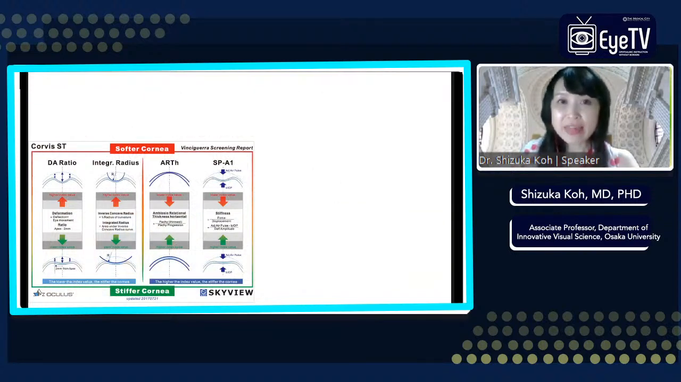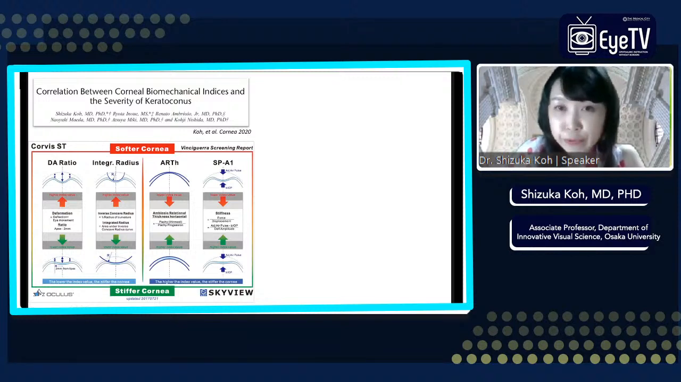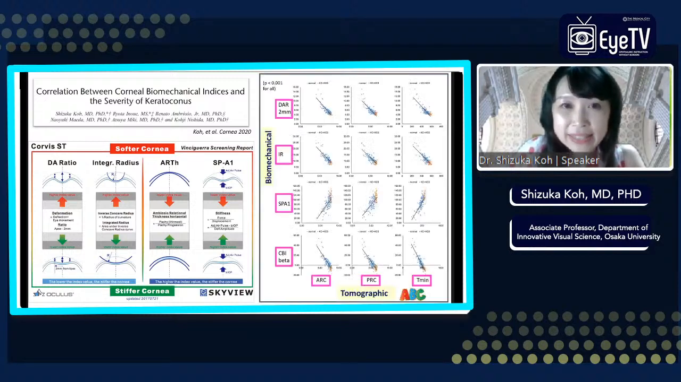Now you understand that the softer cornea has higher values in DA ratio and integrated radius, and lower values in stiffness parameter. So, do they correlate with the severity of keratoconus? Recently, we investigated the correlation between corneal biomechanical parameters and severity of keratoconus based on tomographic parameters. Yes, ABC. These are biomechanical parameters, the DA ratio, IR, and stiffness parameter. And this is A, B, C.